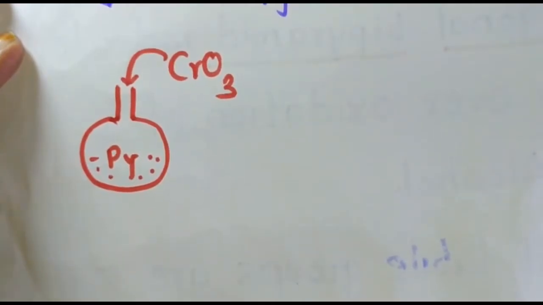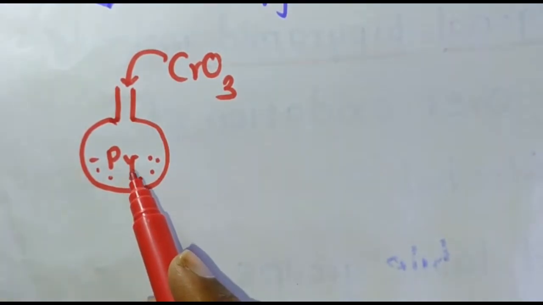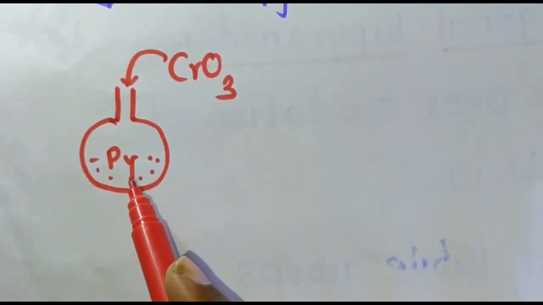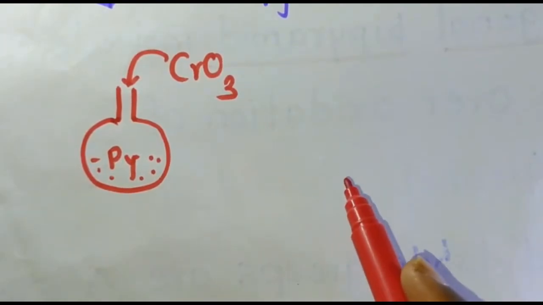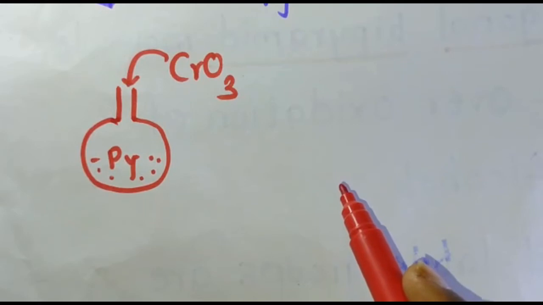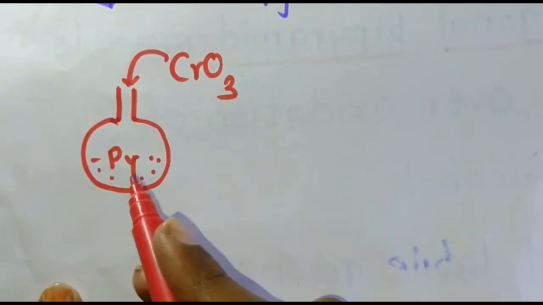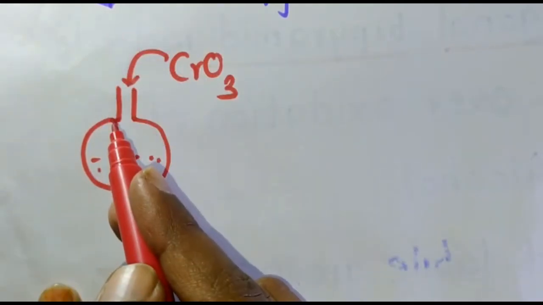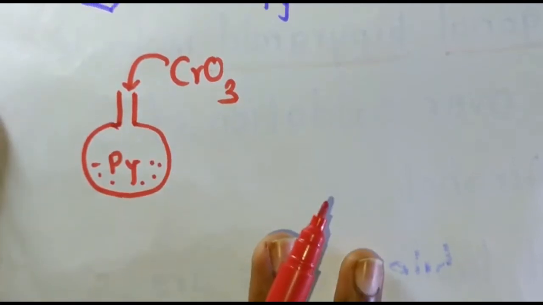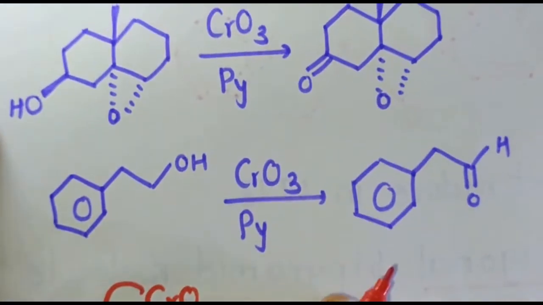Before moving to the applications, remember that in this reagent we always add chromium trioxide to pyridine, and this pyridine is distilled with KMnO4. If we add the pyridine to chromium trioxide, there will be a self-ignition. So remember that we have to add the chromium trioxide to the pyridine. Now we are moving towards the applications.